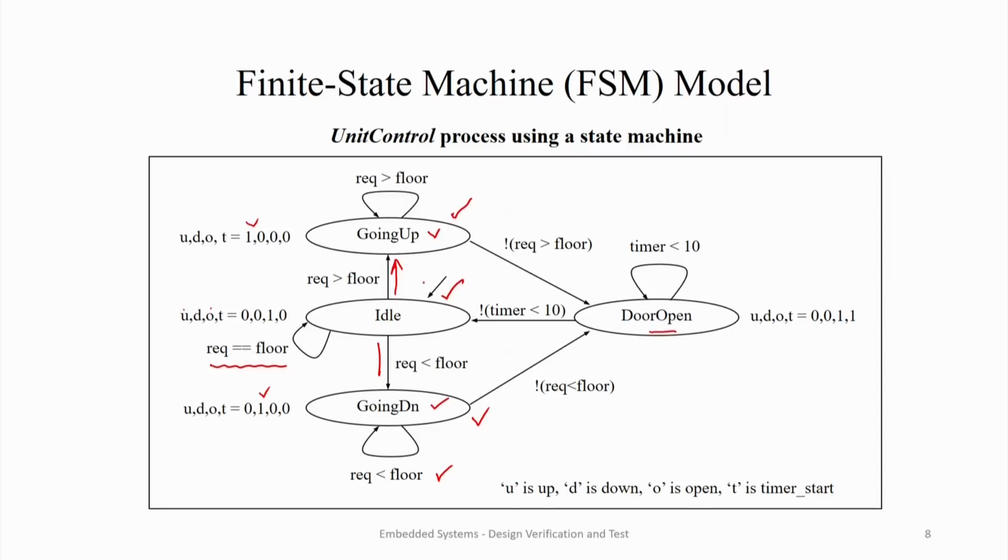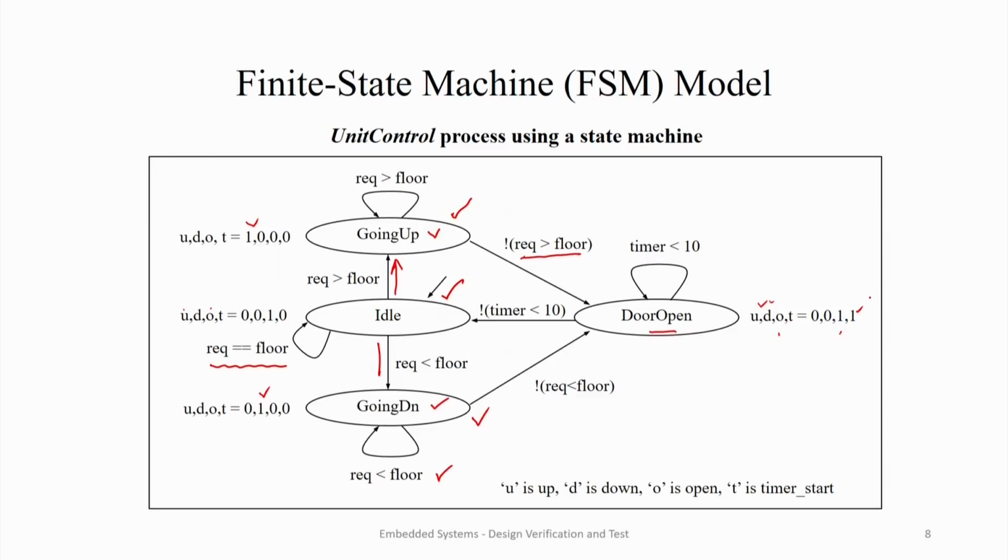So, when you are in going up and the requested floor is no more greater than the current floor, that means the requested floor has become equal to the current floor, you go to the door open state. Similarly, in going down, if the requested floor is no more less than the current floor, then you go to the door open state. In the door open state, your up and down are both 0, so the lift is not moving. Your door open is 1, and you set the timer t.